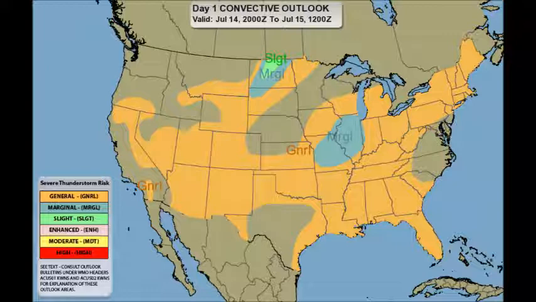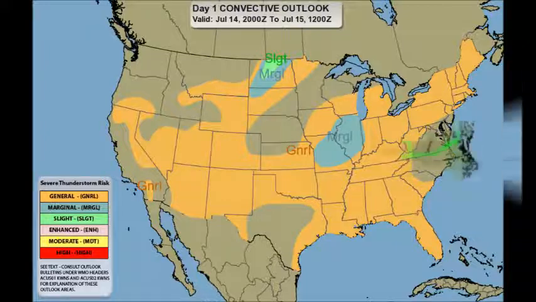There's general risk for severe thunderstorms everywhere on the map that's in orange. Marginal risk is in blue and is in Illinois, Missouri, and North Dakota. North Dakota also has some green, indicating a slight risk for severe thunderstorms.